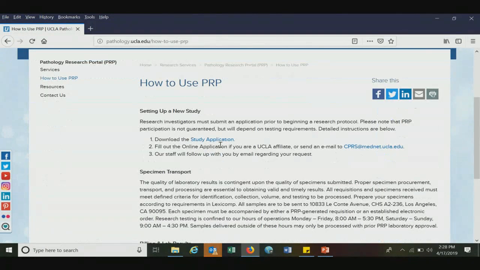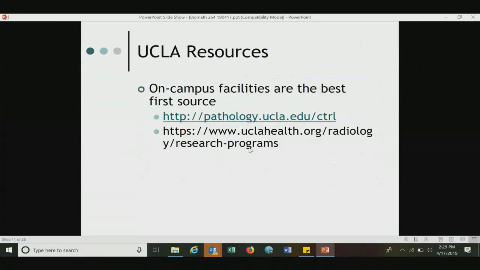I find these guys to be super, super helpful. They're really good at what they do. They're familiar with a lot of things. And so they're not perfect, but I find them to really try to be accommodating whenever they can. And then the other link is to the radiology research programs.